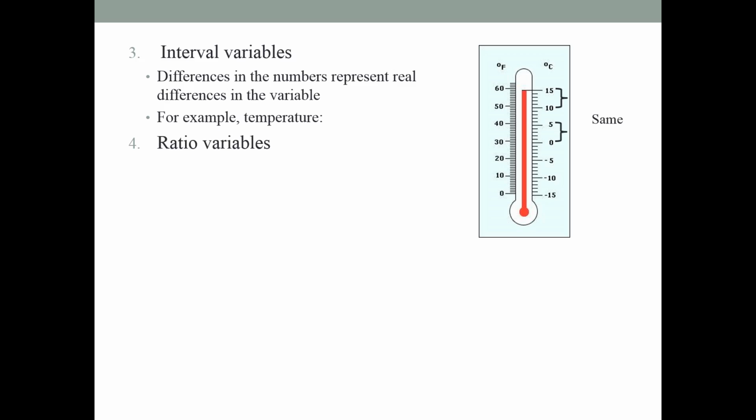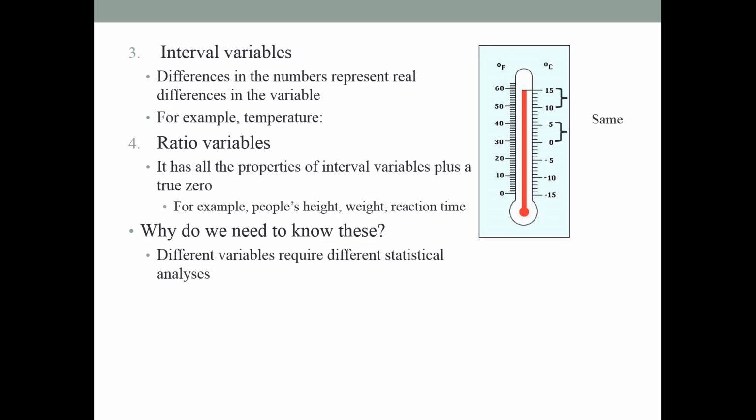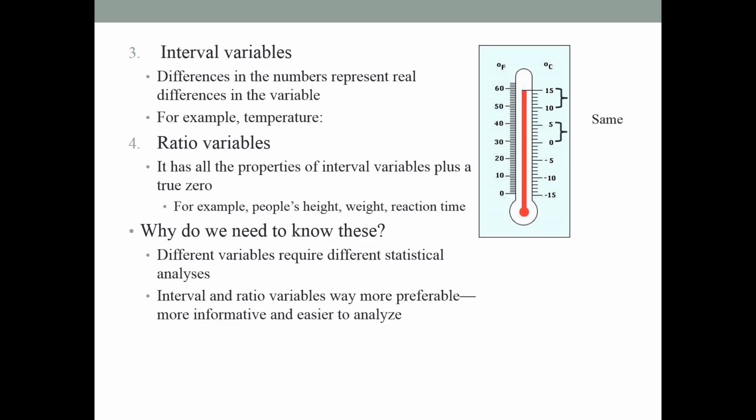Okay, and then the best one is ratio variable. It has all the properties of interval variables plus a true 0. So for example, people's height, weight, reaction time, it's just pure numbers. If we have numbers, it's much easier for us to analyze. All right, so why do we need to know this? Different variables require different statistical analysis. And as I said, interval and ratio variables are way more preferable, more informative, and easier to analyze.